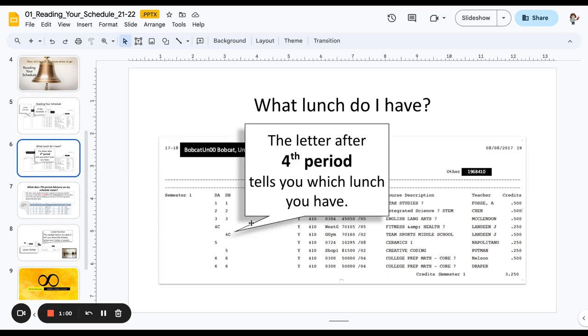Then the second thing is which lunch you have. So our lunches are tied to fourth period, and you're going to see a little letter next to it. And that letter is which lunch you have. So this student has C lunch. You might see a different letter, but then look at the bell schedule to make sure that you are at the right lunch and when that lettered lunch is.